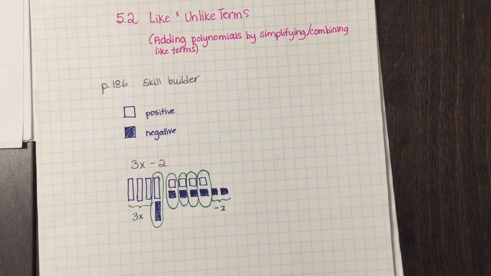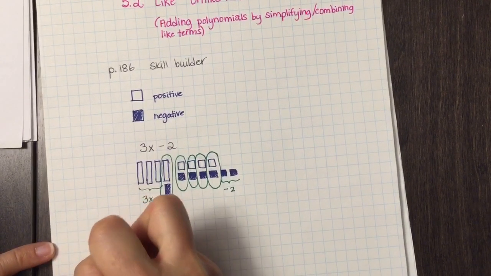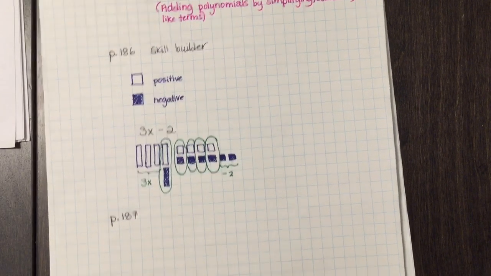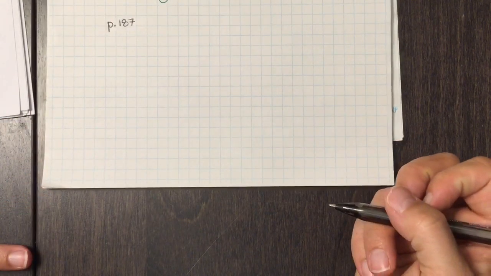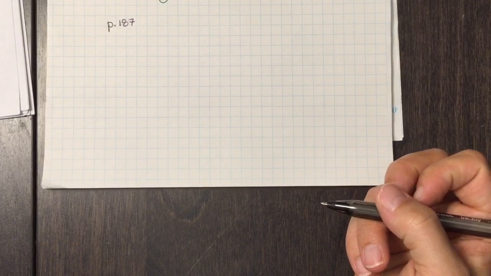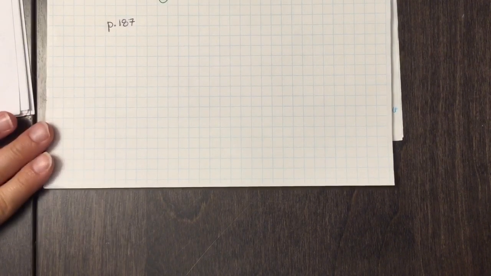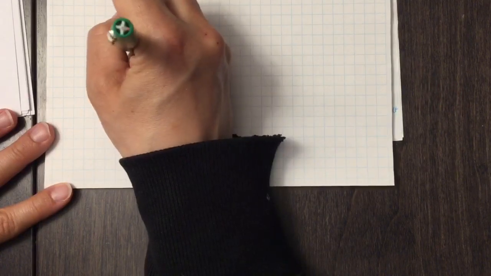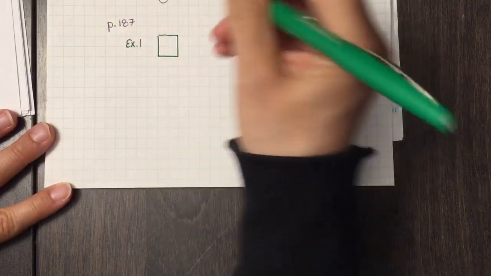So if we want to turn to page 187, that's the next page. So I'm going to go page 187. So just if you're following along, so you have an idea of where these kind of examples are coming from. Okay, we're talking about like and unlike terms, and it shows there, simplify this model by writing the polynomial that the remaining tiles represent.